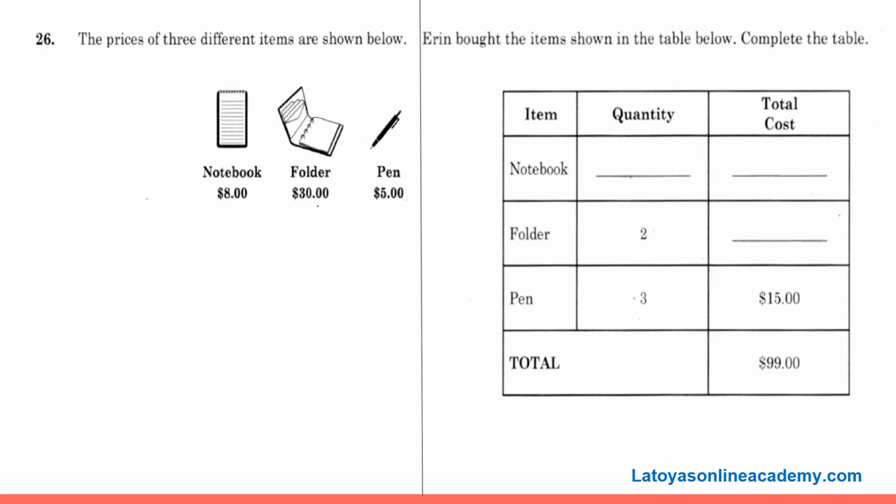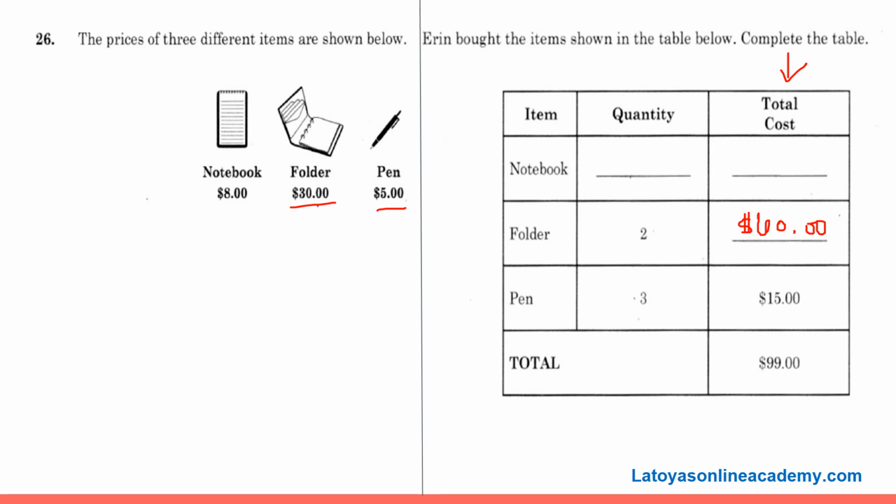Number 26. The prices of 3 different items are shown below. We have the cost of a notebook, folder, and pen. Now, Erin bought the items shown in the table below. They want us to complete the table. Let's see what was given. Notebook, they didn't tell us how many she bought, or the cost. Folders, they told us she bought 2, and if the cost of 1 is 30, then the cost of 2 is going to be 30 times 2, which is $60. They told us she bought 3 pens. 1 pen is 5, so 3 pens are going to be $15.